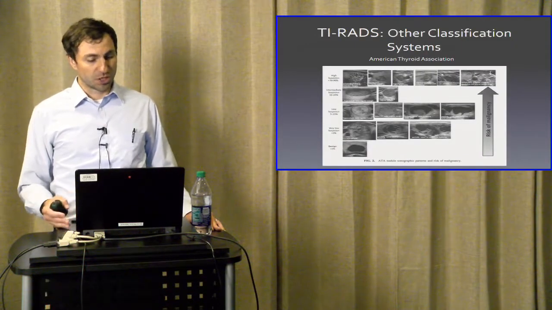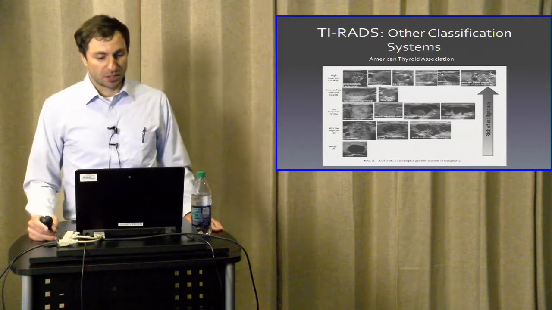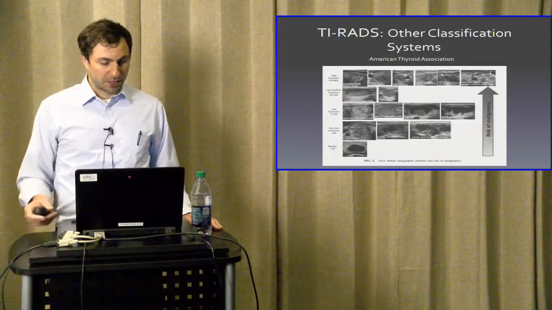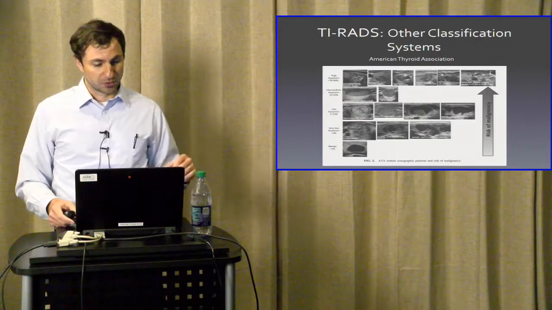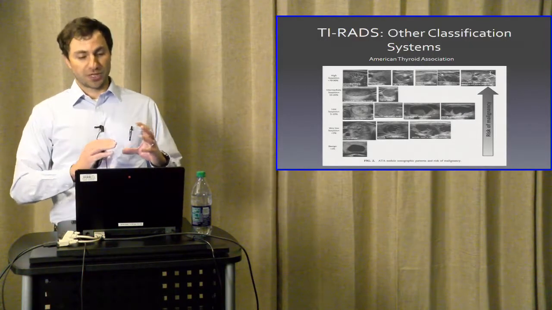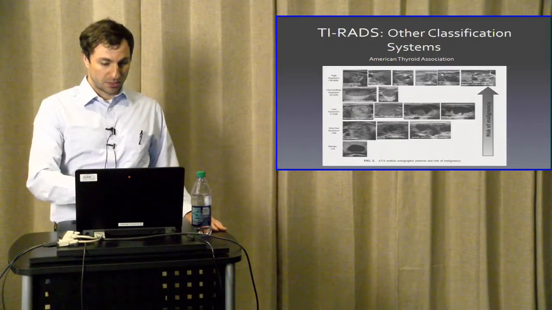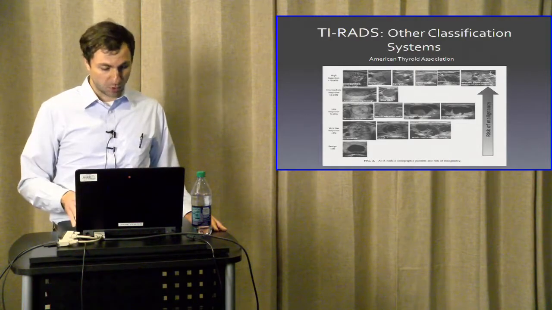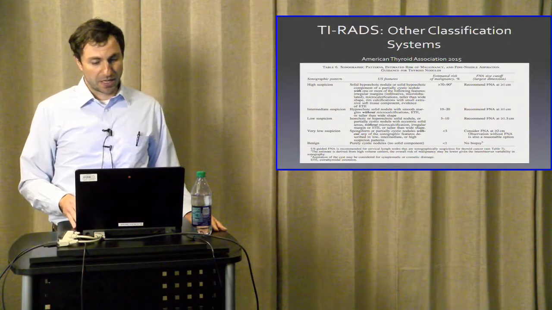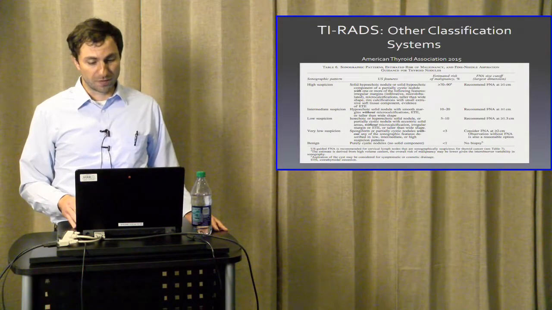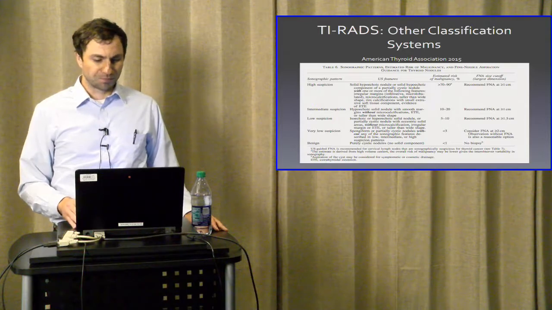This is just to show you that there are other systems out there. This is from the American Thyroid Association. Basically, they've broken down these nodules into high suspicion, intermediate suspicion, low suspicion, very low and benign nodules. You take a nodule that you see at ultrasound and try to match it up with what looks the most similar on this chart, and it gets lumped into the appropriate category. And then based on that, they do give some recommendations regarding when to FNA or when not to FNA.